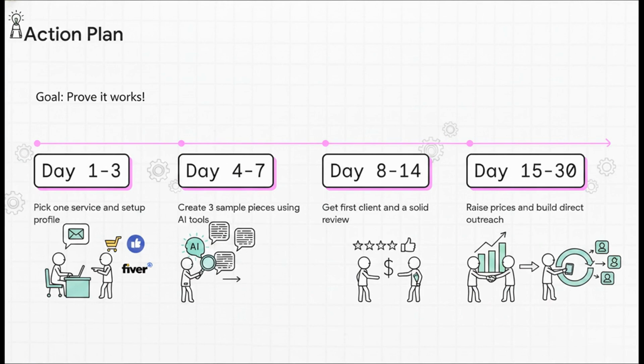Days 1 through 3. Pick one service, like email writing, and set up your free profile. Days 4 through 7. Use AI to generate 3 sample pieces, refining your prompts so the output sounds totally human. Days 8 through 14, your sole goal is landing that first client and securing a 5-star review. Finally, days 15 through 30, raise your prices, implement your workflow, and begin direct outreach.